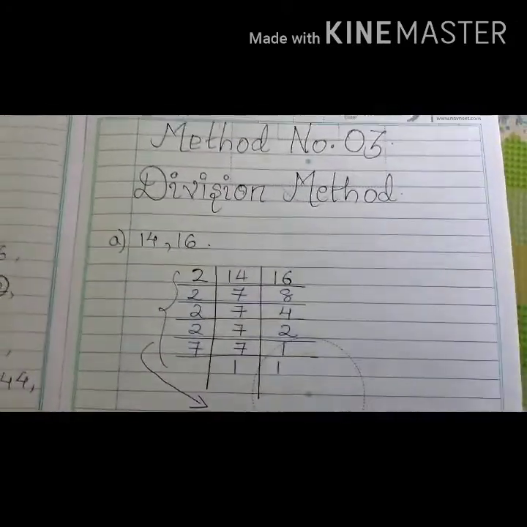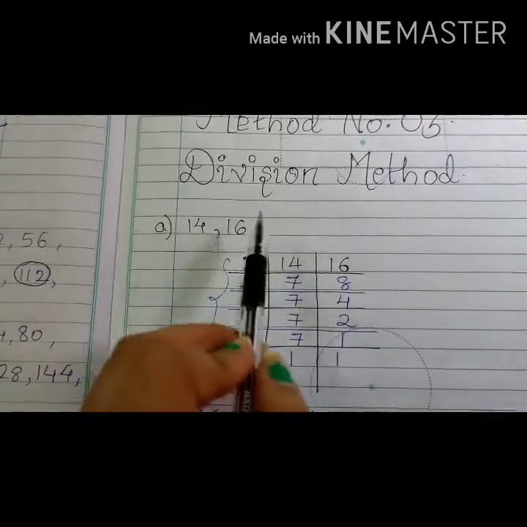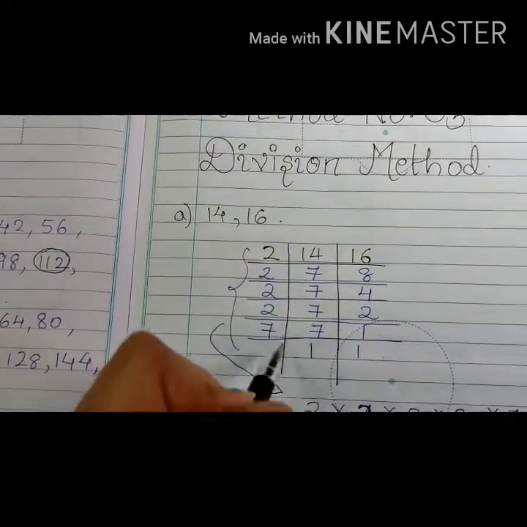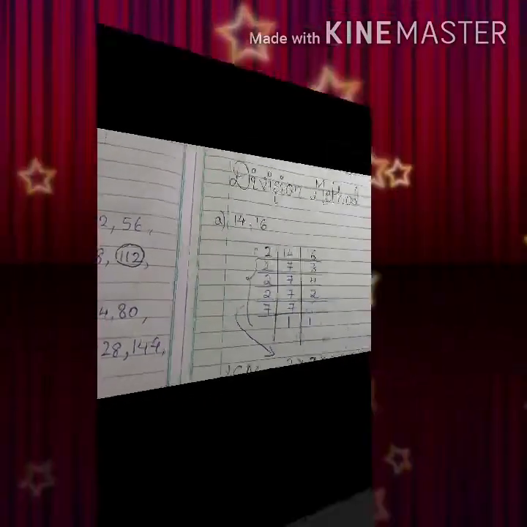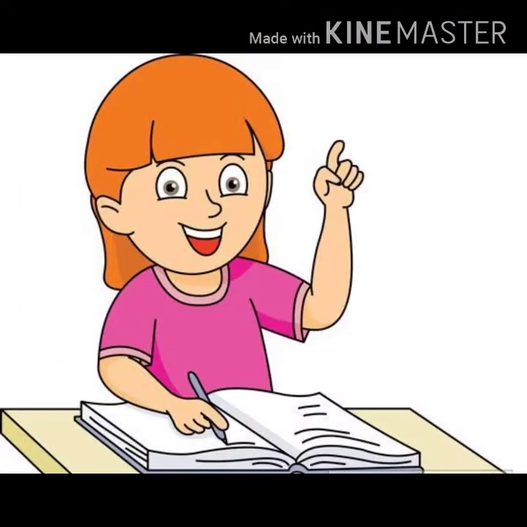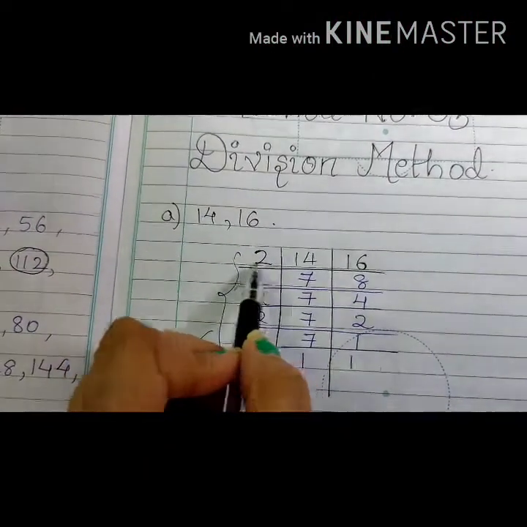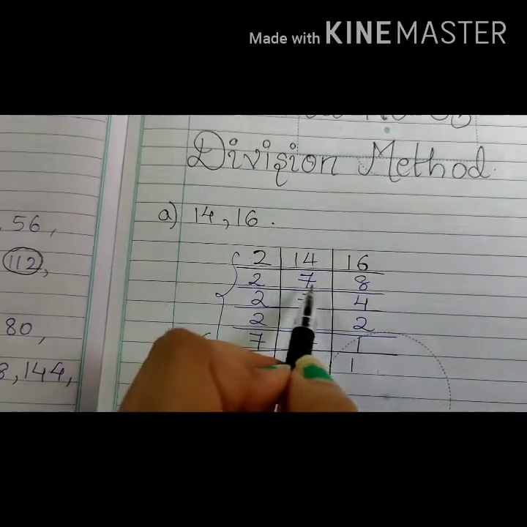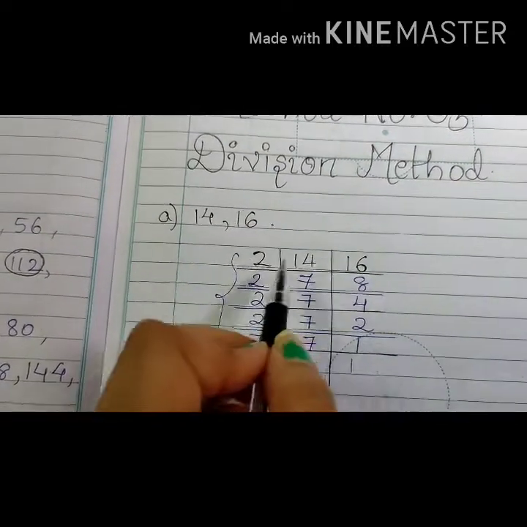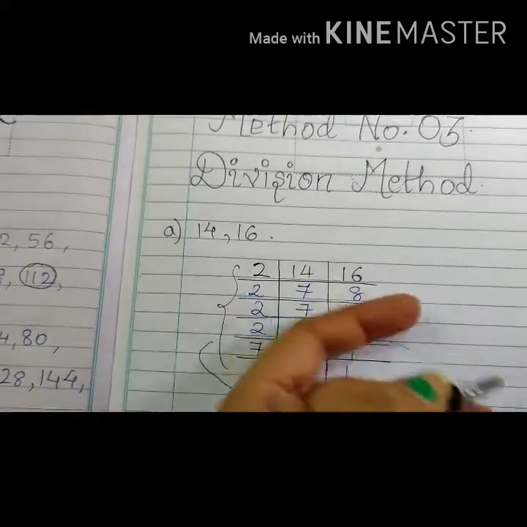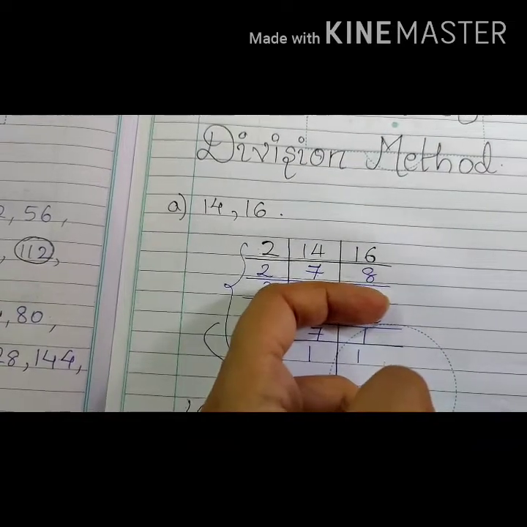Method number 3, this is the division method. Now 14 and 16 we will be dividing together. ये 2, 2, 2, 7 कहीं ना कहीं तो मुझे सेम दिख रहे हैं. Teacher, I had observed the same factors in method number 1. Brilliant observation, dear. Always we will start with 2. 2 7s are 14. 2 8s are 16. अब 7 और 8.